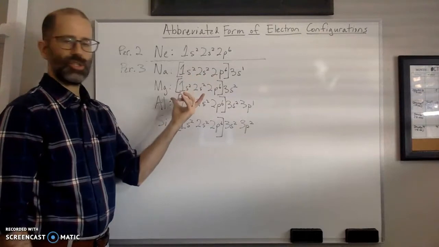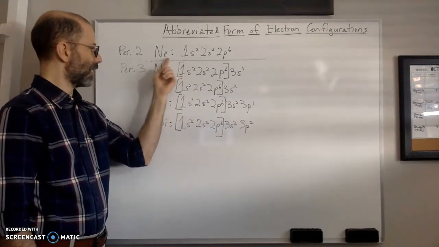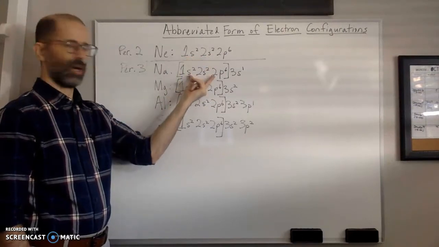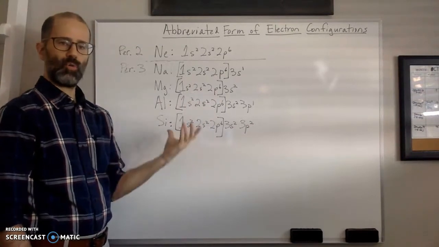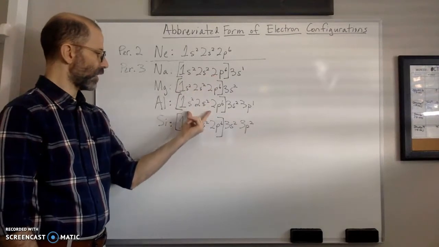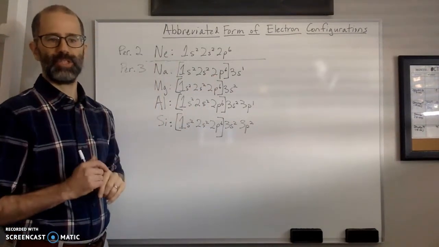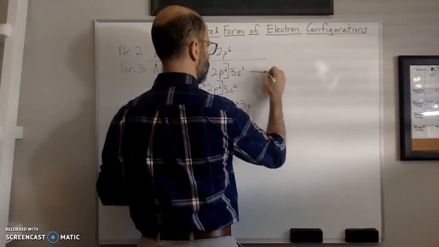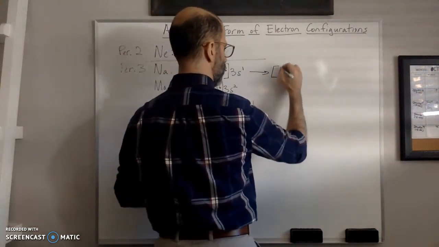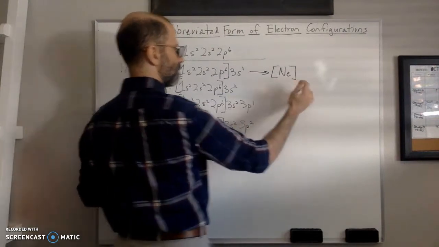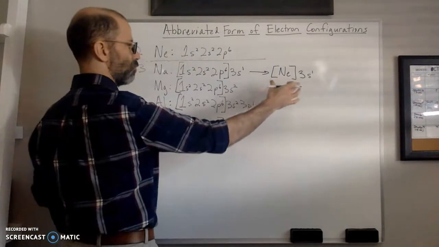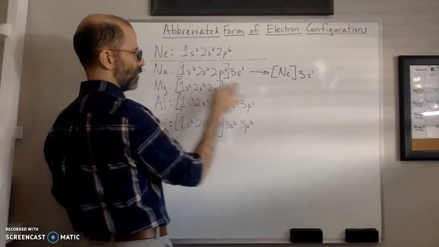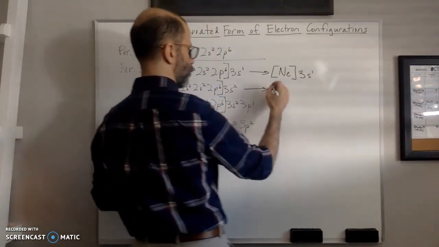So a short way of writing this is that since they all have, after neon, the third period elements will all have neon's electron configuration as part of the core. So we could just replace the electron configuration here with the symbol for neon, but you need to have the square brackets. So instead of this whole thing, you could just do brackets with the symbol for neon, and then you have 3s1. So this would be the abbreviated shorthand version of the full complete electron configuration.